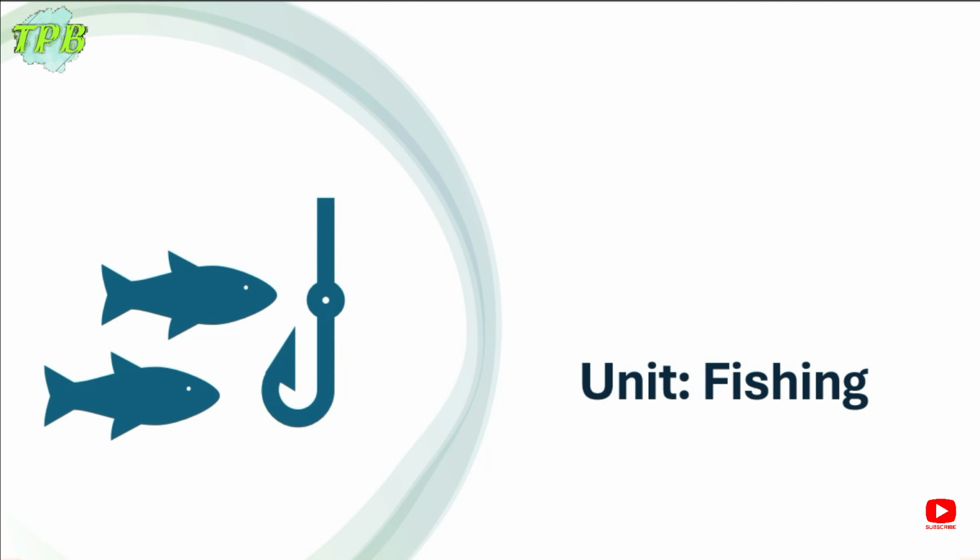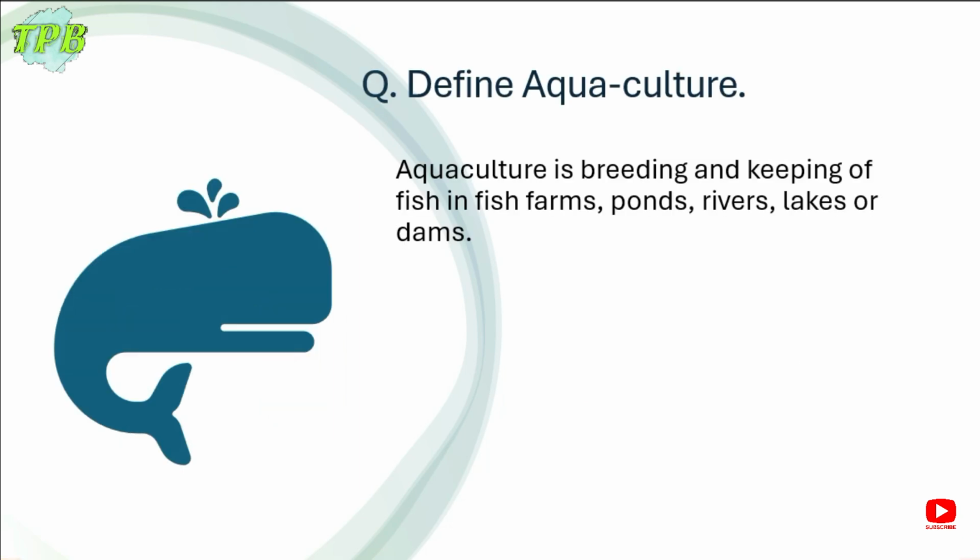In today's lesson, we are going to discuss the unit fishing. So let's start. First of all, let's define what is aquaculture. It is basically the breeding and keeping of fish in fish farms, fish ponds, rivers, lakes, or even dams. Since dams have large reservoirs which can be utilized for keeping and rearing fish.